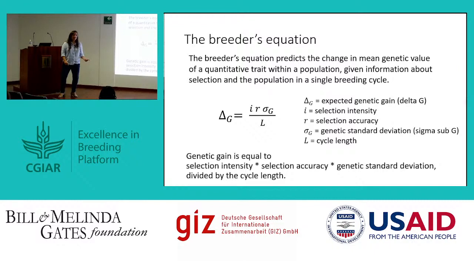There are other formulations of this. You can include cost. There are other formulas for specific instances. But this is, in general, what we need to do during selection. So pretty clearly, to increase genetic gain, which we presumably want, we want to increase the things on the top and decrease the one on the bottom. So the big thing here is you want to decrease cycle length, right? That's the only thing on the bottom. And then I think it's probably not controversial to say we would all like to increase accuracy or something like that.